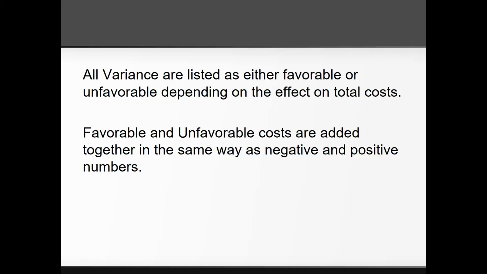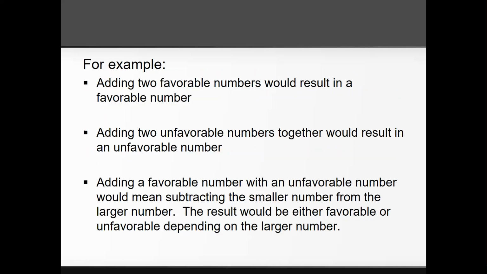One thing about favorable and unfavorable, they're added together in the same way negative and positive numbers are. So for example, if you add a favorable variance plus a favorable variance, you're going to get a favorable total. If you add unfavorable plus unfavorable, you'll get unfavorable for your total. But if you add a favorable and an unfavorable, you're going to have to subtract the smaller number from the larger number, and the result would be either favorable or unfavorable, depending on the larger number.